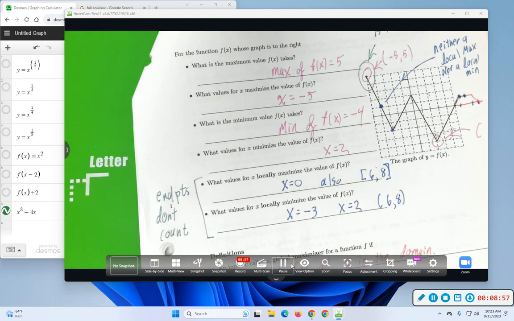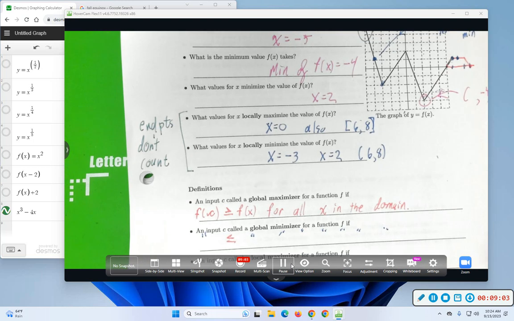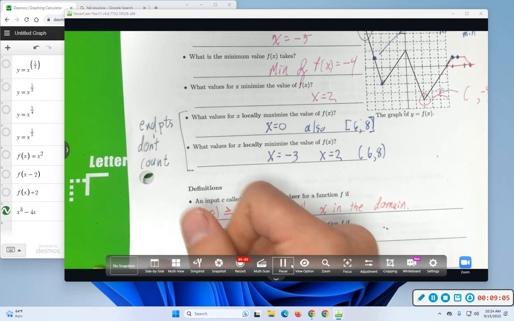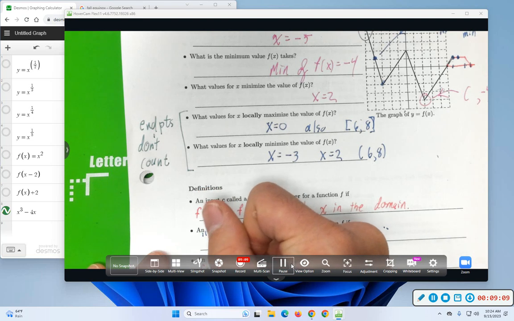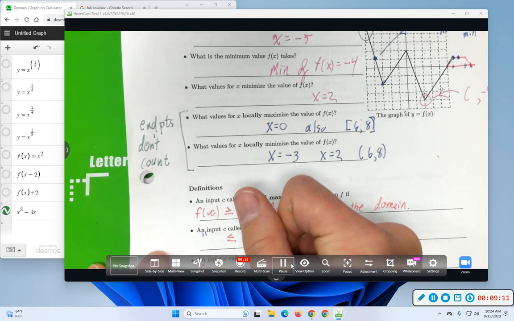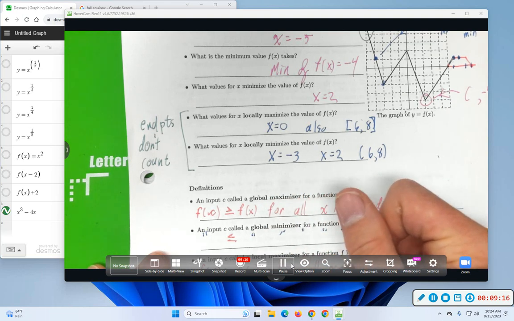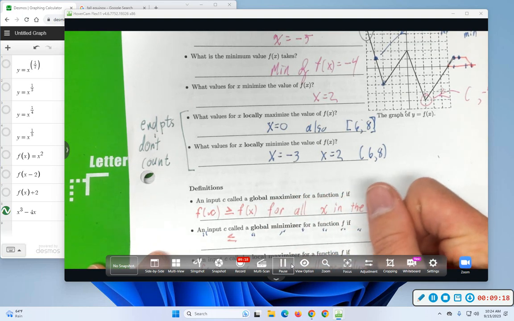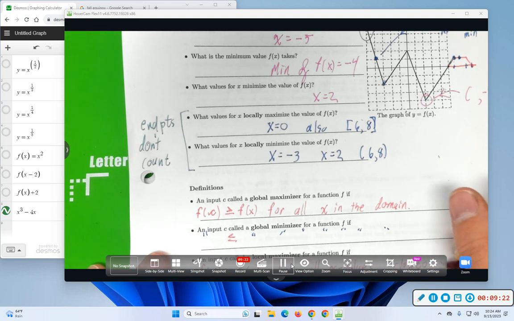I'll write down a definition now of what it means to be a local maximizer. An input, C, is called a local maximizer for a function f if f of C is bigger than or equal to f of x for all x values close to C.